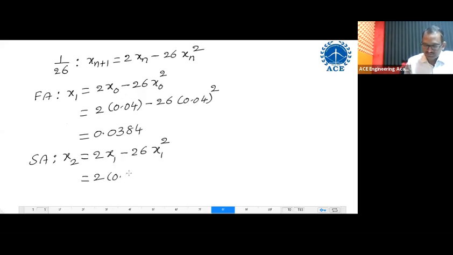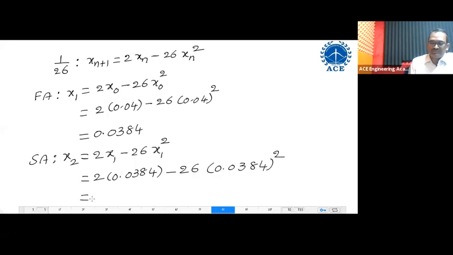So take x is equal to 0.0384, minus 26 into 0.0384 whole square. Simplify this and tell me x2 also. 0.03846. Fine. 0.03846. So almost the same answer only. Next.